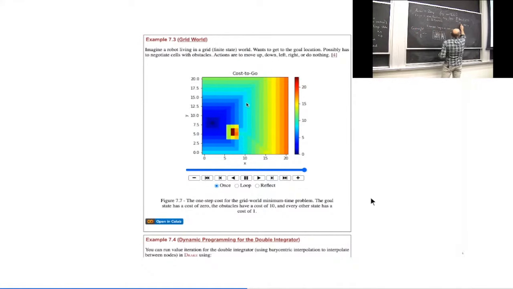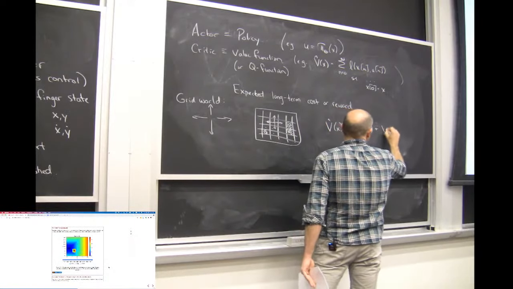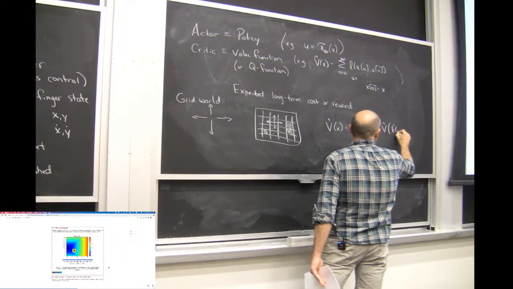So if this is my value function here, then the features of it that make the algorithms like you just saw possible, and that Abhi was using in his lecture, is that it has this beautiful property, which is that my value function at state X is equivalent to my one-step cost plus my value function at the next state.